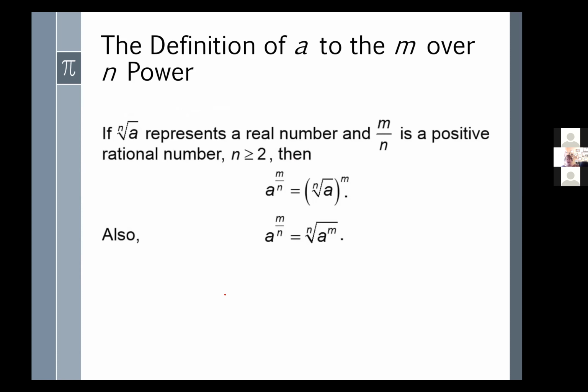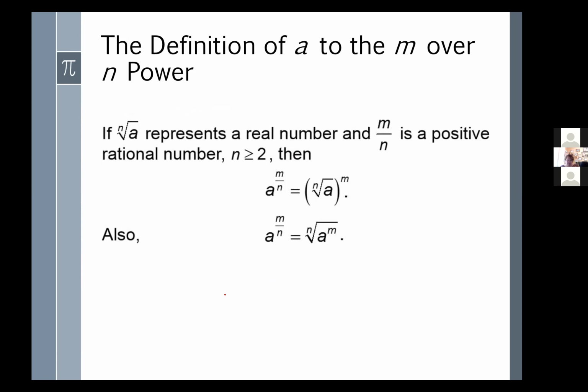Let's look at another definition of exponents. This is another law of exponents. If I have a being raised to a power, and that power is a positive fraction, then a to the m over n is defined to be the nth root of a raised to the mth power, or it's the nth root of a to the m.